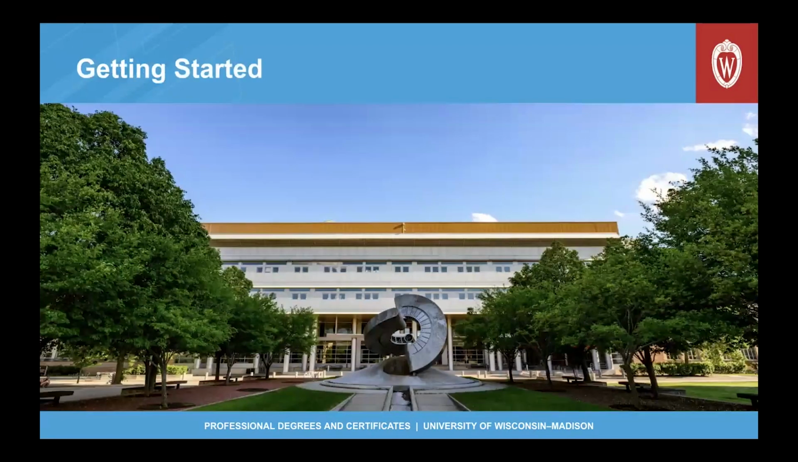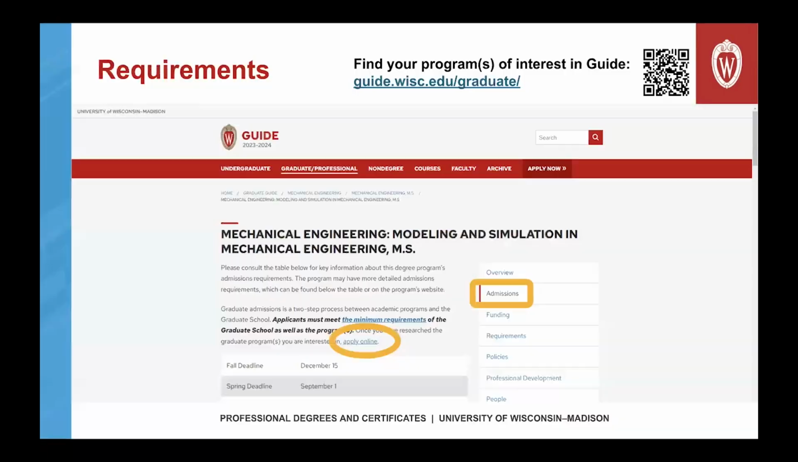Now let's go over how to start an application. I'll demonstrate. First, you are going to want to find the right program for you. The UW-Madison Guide is the home to academic information at UW-Madison. You can find information about admission requirements, curriculum, and more by using the guide. Here, you will see the guide webpage for our Mechanical Engineering Modeling and Simulation in Mechanical Engineering MS degree program.